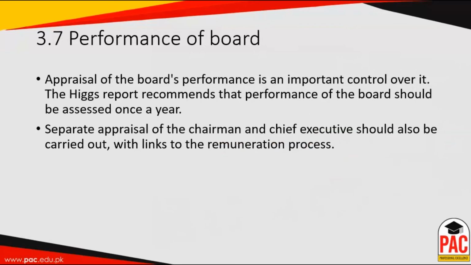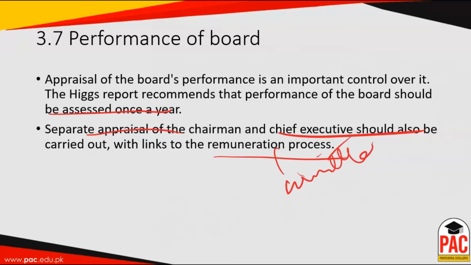Now, how do we appraise the performance of the board? Basically, the appraisal of the board is an important control, because if there is no appraisal, the board will not be accountable. So the Higgs report of the UK also recommends that performance should be assessed once a year. How can it be assessed? Number one, a separate appraisal of the chairman and chief executive should be done, and this should have a direct link with the remuneration process through the remuneration committee, because their remuneration should be dependent upon performance.